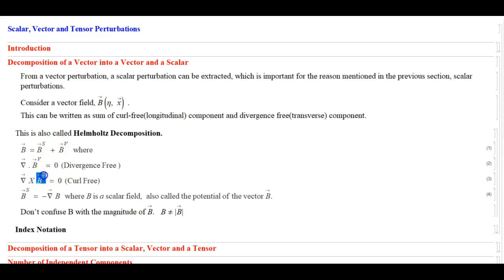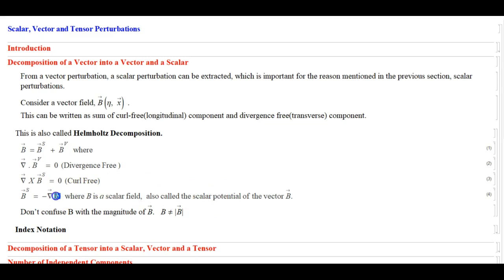This curl free part can be written as the gradient of a scalar field B, which is also called the potential of vector B. So this vector B basically has two potentials. One potential is the scalar potential, and when we say potential, we generally mean the scalar potential. And another potential is the vector potential, which is given by this part. But we are interested in the scalar potential here, in the scalar field. So when we say potential, we mean the scalar potential.